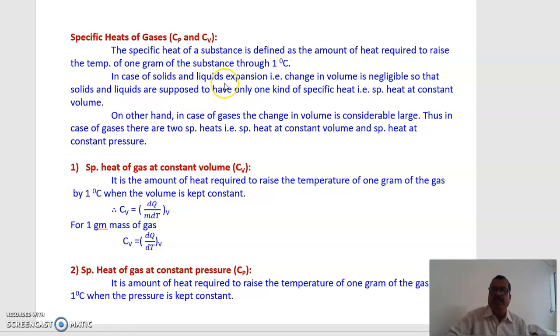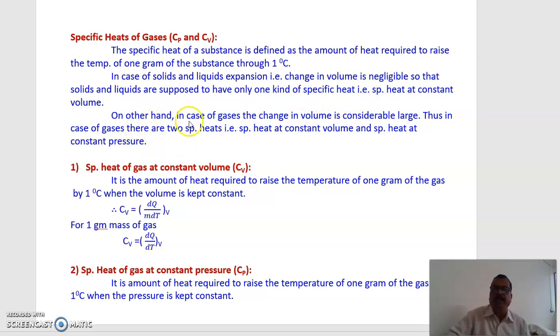In case of solids and liquids, expansion, that is change in volume, is negligible. So solids and liquids are supposed to have only one kind of specific heat, that is specific heat at constant volume, that is Cv, and this is due to the change in volume in case of liquids and solids being negligible.